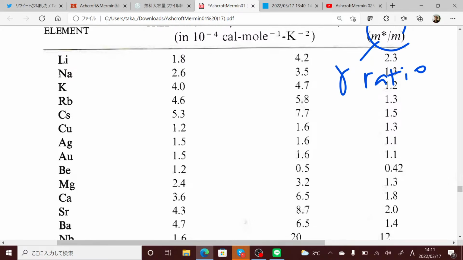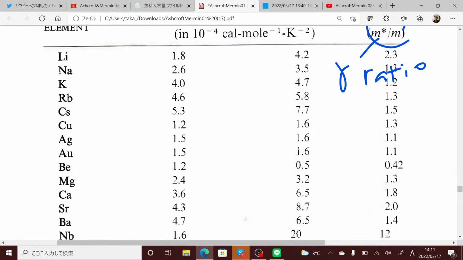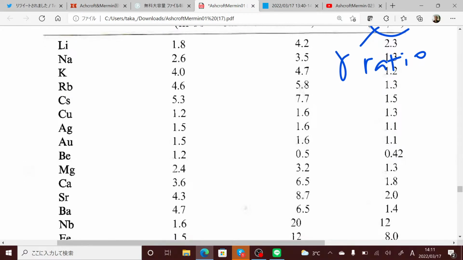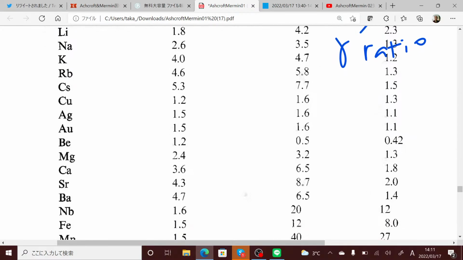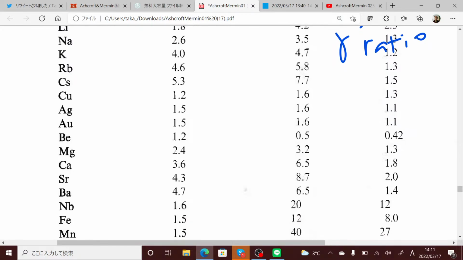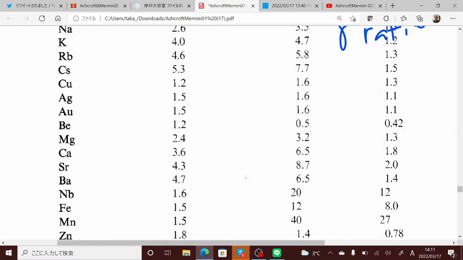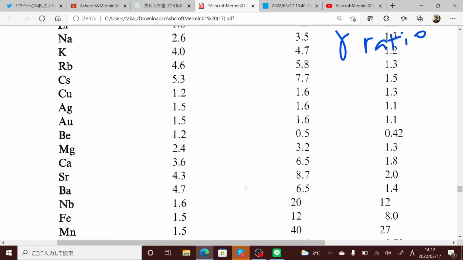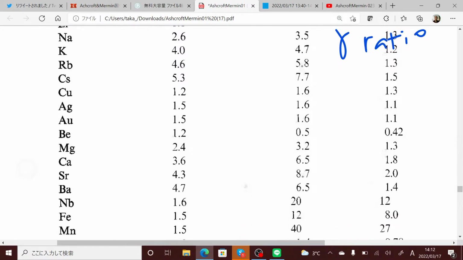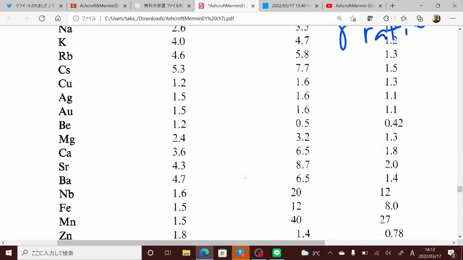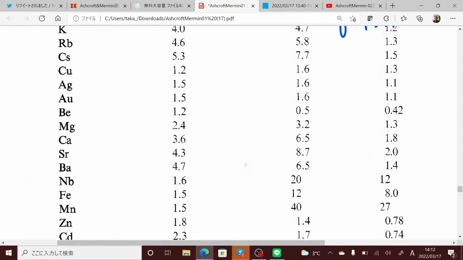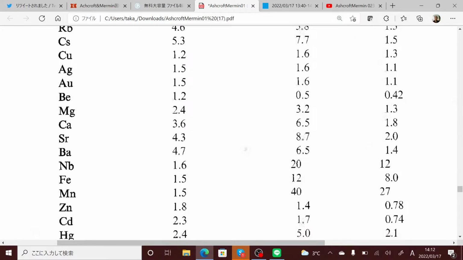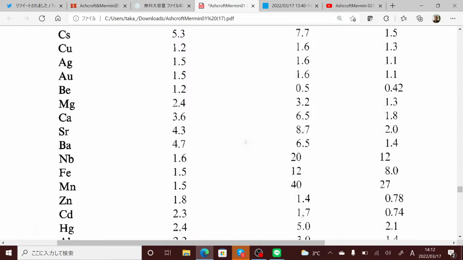Beryllium is very bad. Magnesium, calcium, strontium, barium, niobium. Niobium is very heavy. Iron is also heavy. Manganese, very, very heavy.